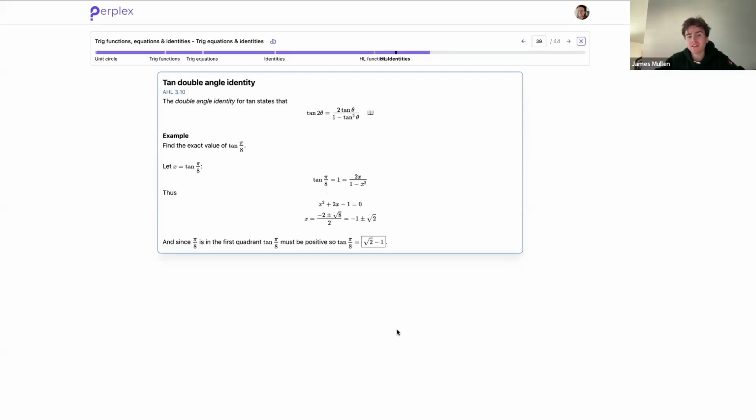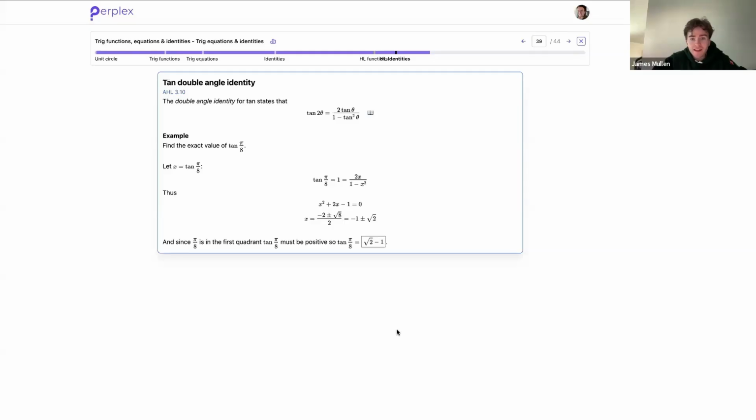We also have the tan double angle identity, which says that tan of 2 theta is equal to 2 tan theta divided by 1 minus tan squared theta. And you can actually find this identity using the double angle identity for sine and for cosine, plugging them into the definition of tan of theta and simplifying, and you'll find this. But this is useful. Let's say we're trying to find the value of tan of pi over 8, okay?